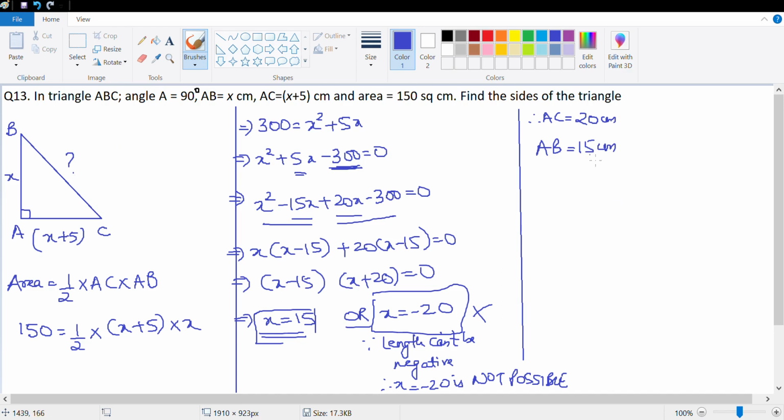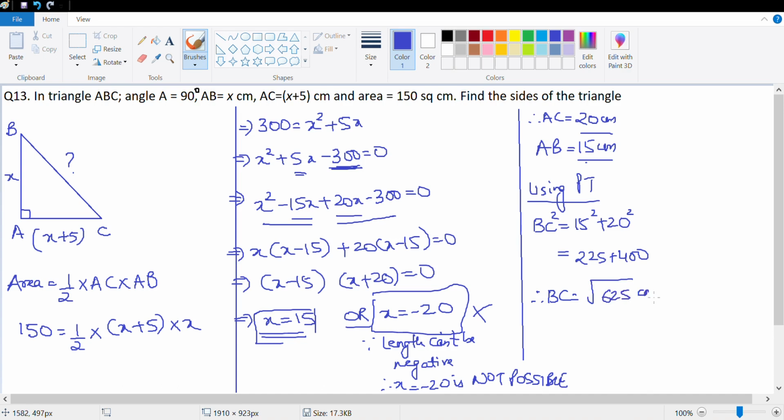I notice again this is a 3, 4, 5 triplet. 5 into 3, 5 into 4, that would be 5 into 5. Anyway, let's use Pythagoras theorem. Using Pythagoras theorem, BC square is equal to 15 square plus 20 square. 15 square is 225, 20 square is 400. Therefore, BC is equal to square root of 625 centimeter.